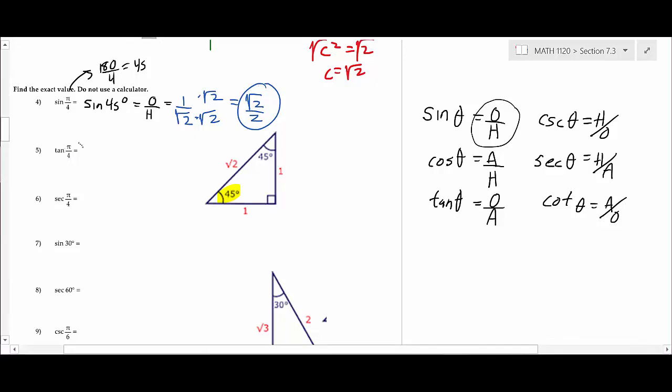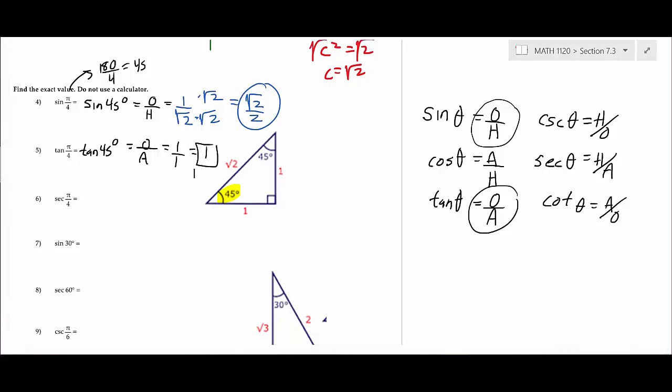The next one is the tangent of 45 degrees. So you want to look at your definition. The definition of the tangent is opposite over adjacent, and we talked about this in last week's class. So what is the side opposite 45? It's 1. What's adjacent? Adjacent means next to it. It's not the hypotenuse, it's the other side. So it's going to be 1 over 1, which is equal to 1. So the tangent of 45 is 1.